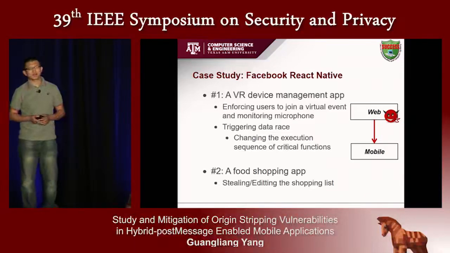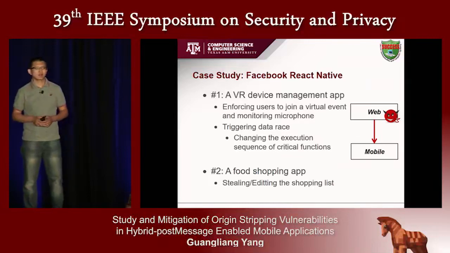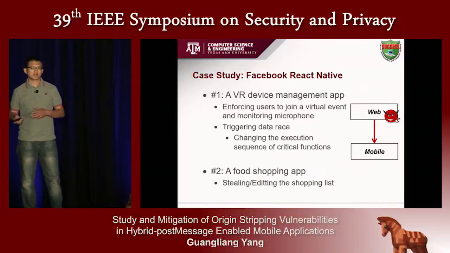And the second app is a food shopping app. Attackers can send a message from the web to the mobile platform to edit and steal the shopping list of users.